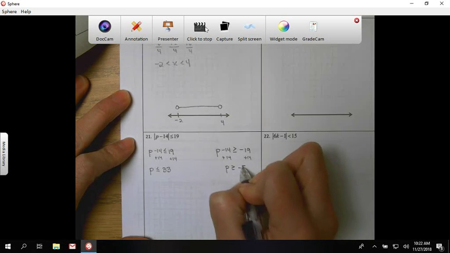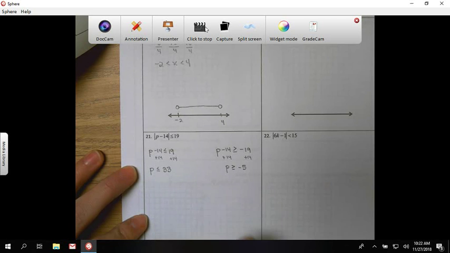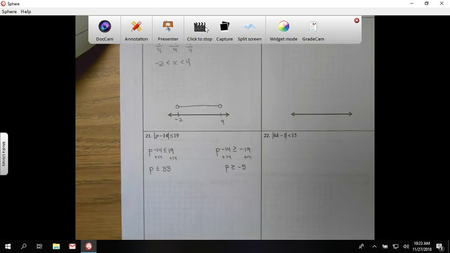and I'm going to get a negative 5. So I'm going to put a negative 5 and a 33. So it's greater than or equal to a negative 5, but it's less than or equal to a 33, which means it's bounded in the middle. Okay?